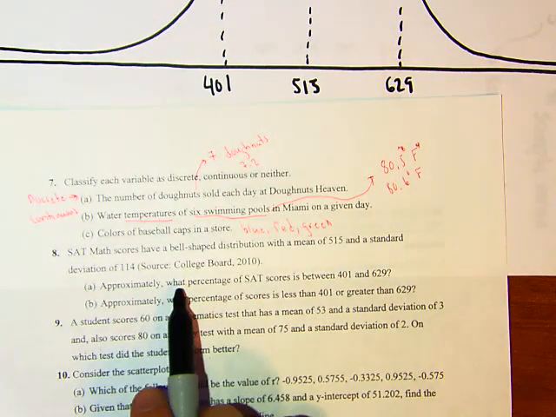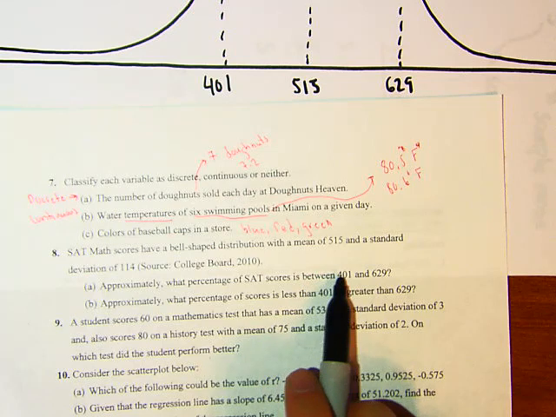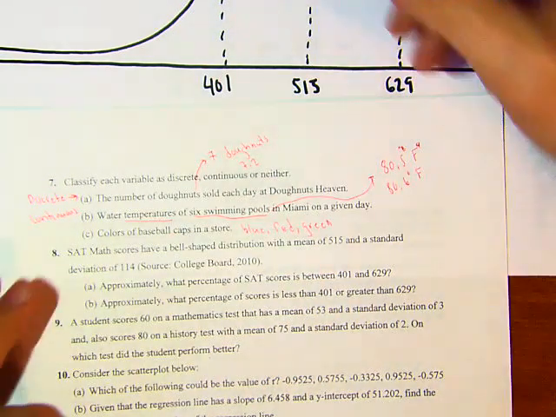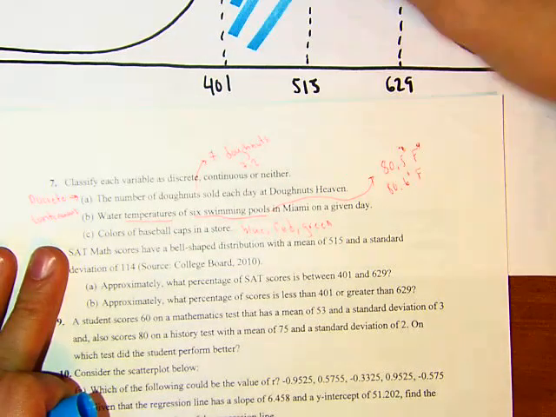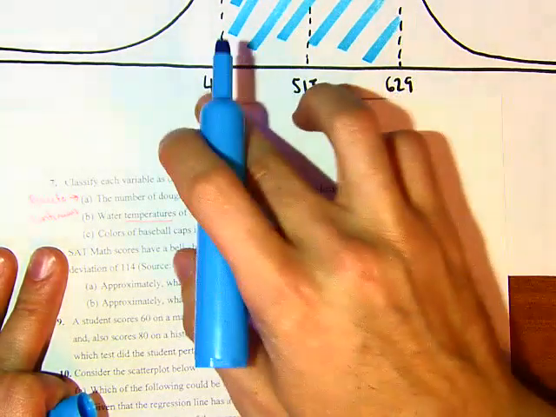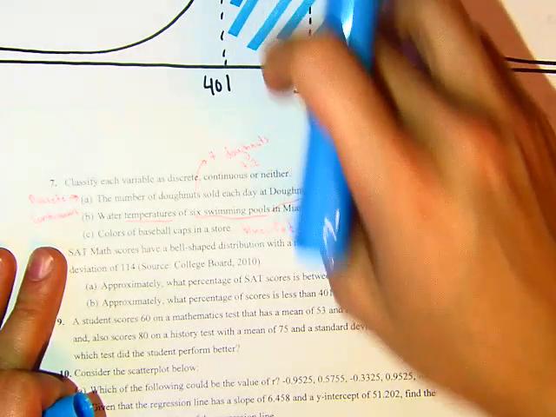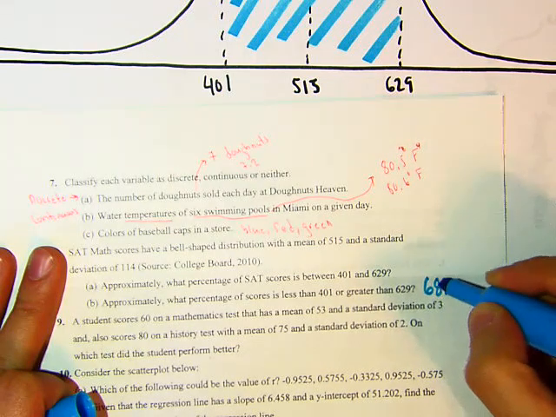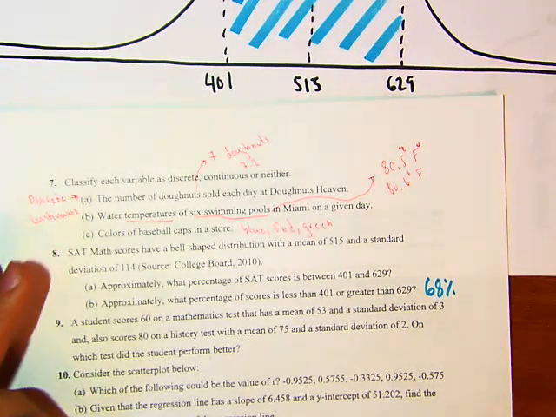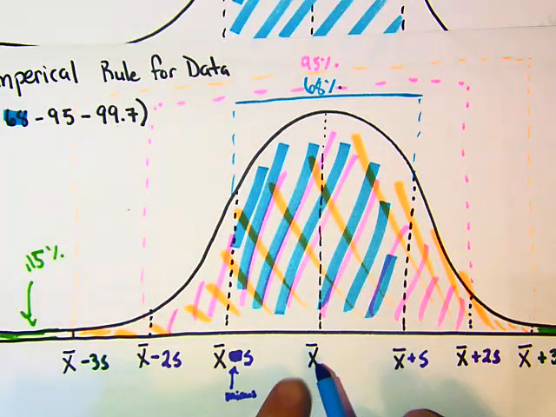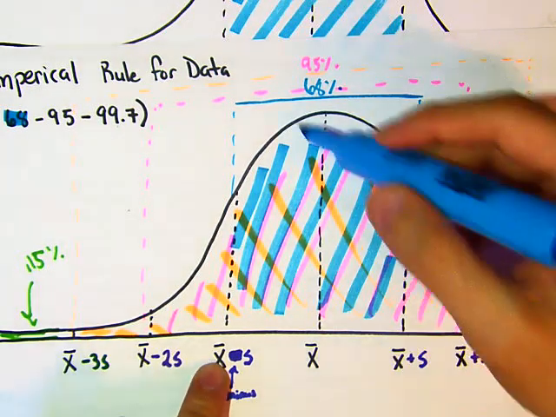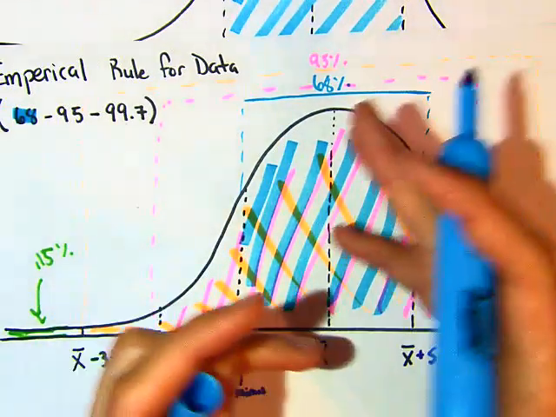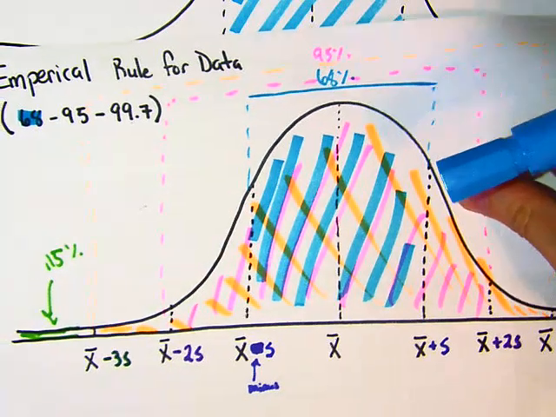Now let's look at question A. It says, approximately what percentage of SAT scores is between 401 and 629? So here, if we have some normal distribution, then everything in between 401 and 629 satisfies this condition. So then here, this is just going to be 68%, because we have to use the empirical rule for data that if you're 1 standard deviation from the right or from the left, usually 68% of the data is within that standard deviation. Okay?